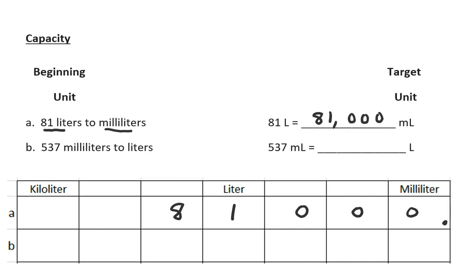In problem B, I'm going to convert 537 milliliters to liters. So I'll write 537. So the 7 lands in the milliliter section, and I'm going to convert that to liters. So I put my decimal point in the liters section, just fill that in with a 0, and that tells me that 537 milliliters is the same thing as 537 thousandths of a liter.